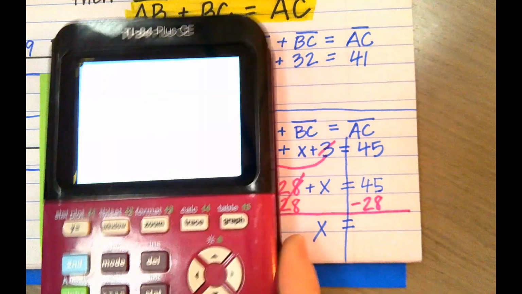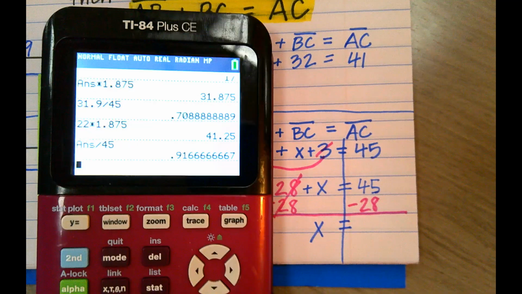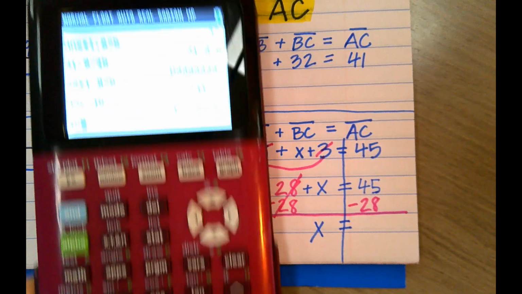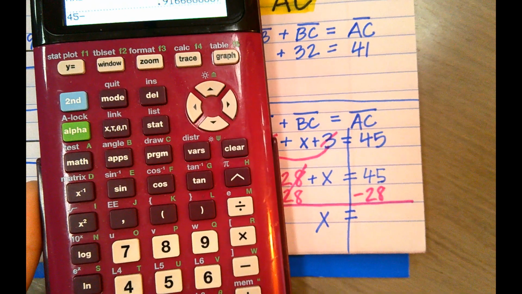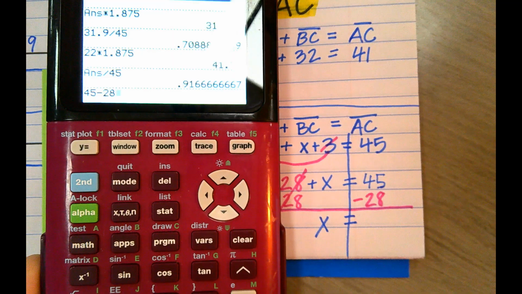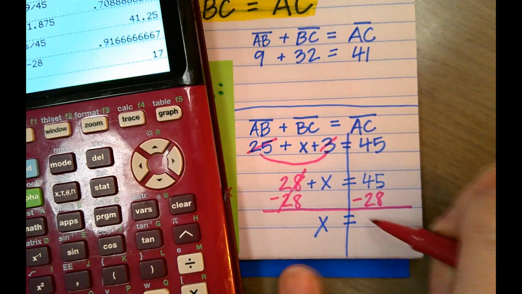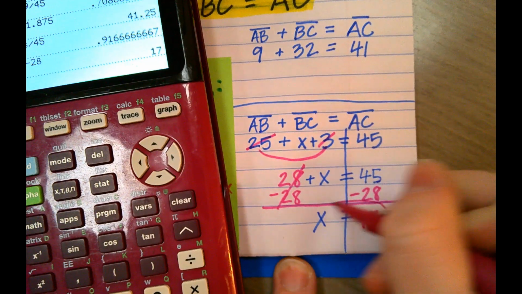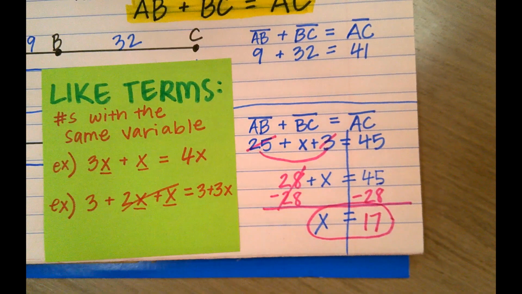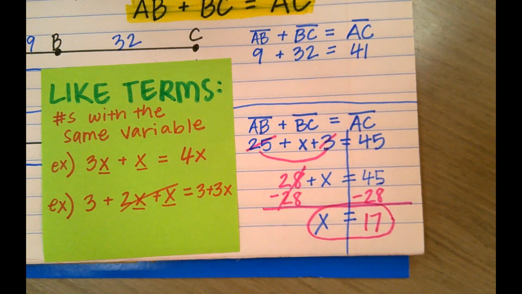So you're literally just typing 45 minus 28, enter. 17. And so my answer is x equals 17. And we're done. Not so bad.